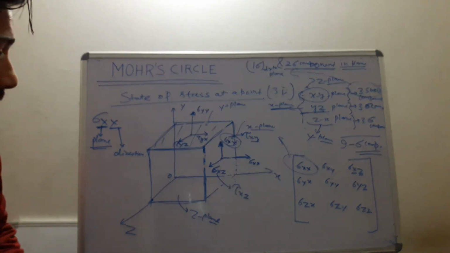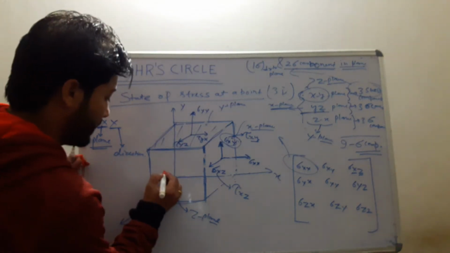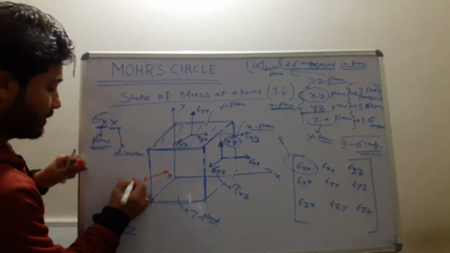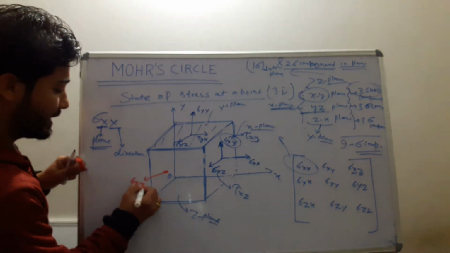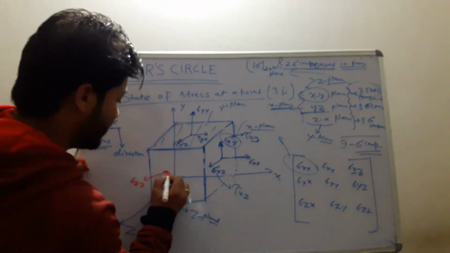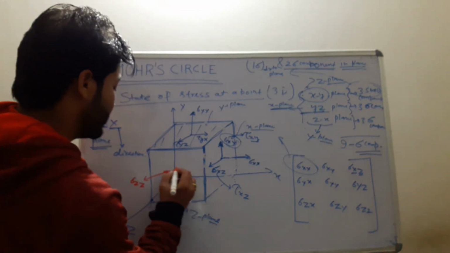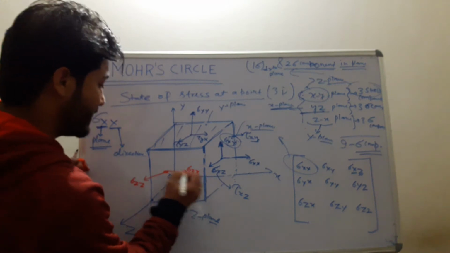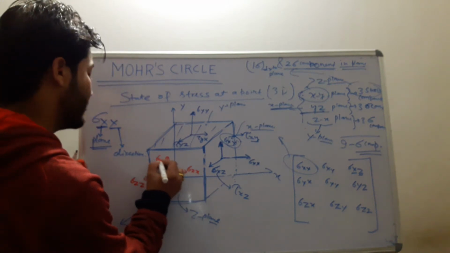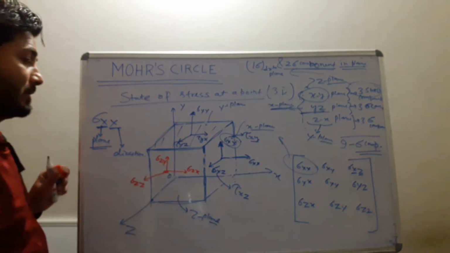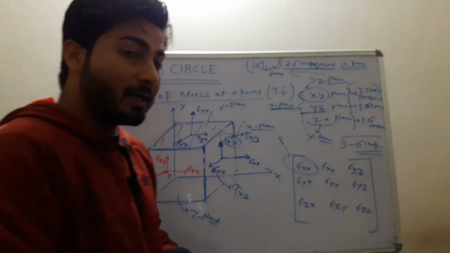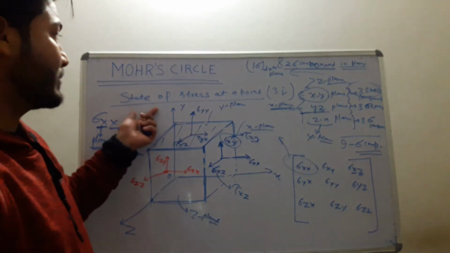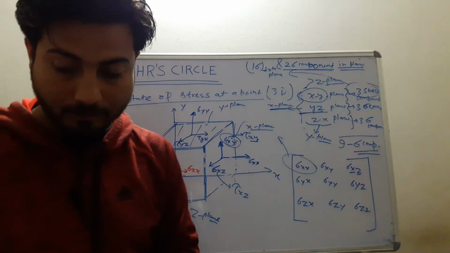Similarly, for the z plane, one will be the normal component, sigma z, acting on the z plane in the z direction. Another will be acting on the z plane in the x direction, and another on the z plane in the y direction. So there are a total of 9 stress components required to define a state of stress at a point.